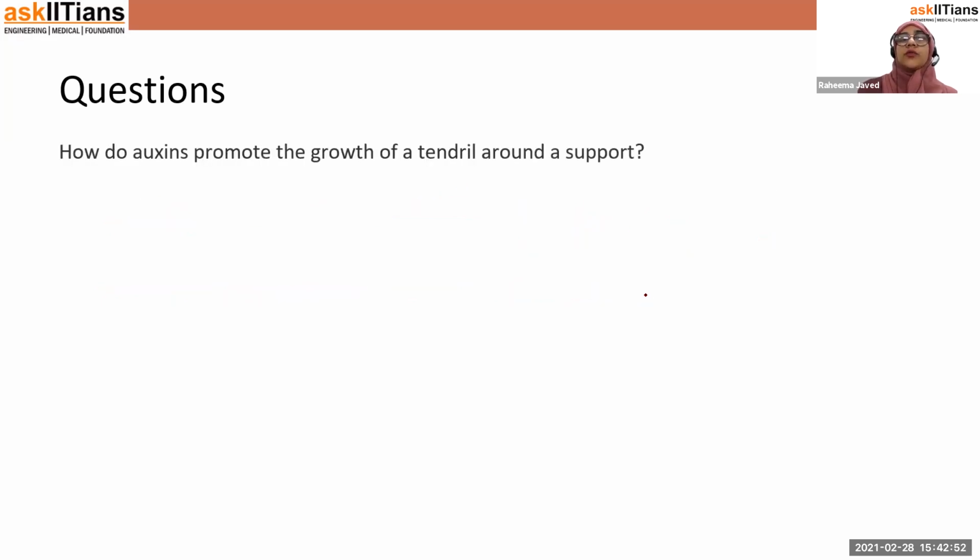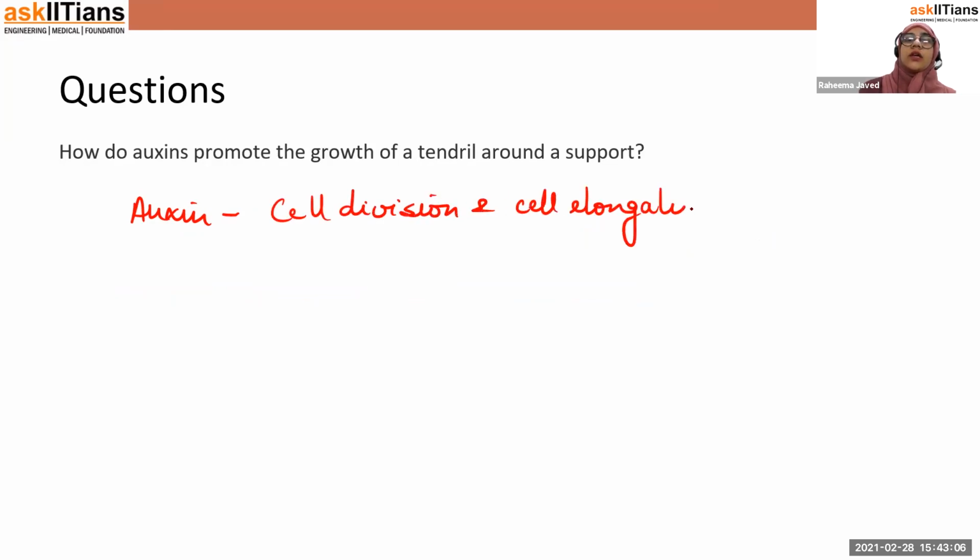How do auxins promote the growth of a tendril around a support? As you already know, auxins induce cell division and cell elongation. Due to this property, when there is a touch stimulus received by the tendril, auxins move to that part from the tip of the tendrils. They promote cell division and cell elongation, which causes the growth of the tendril around the support.